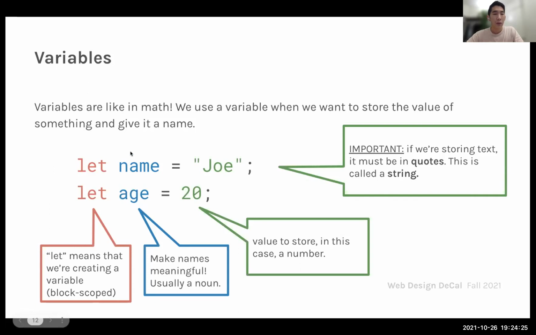And we have the name of our variable. Here, the name is just name. Here, the name is age. And we have the value here. So if we want to store some sort of text, we have to store that in quotes. And that's what we call a string. However, if we want to store just some sort of number, for example, 0 or 1 or 2 or 20, we don't need quotes around it. We can just simply type the number just like this.